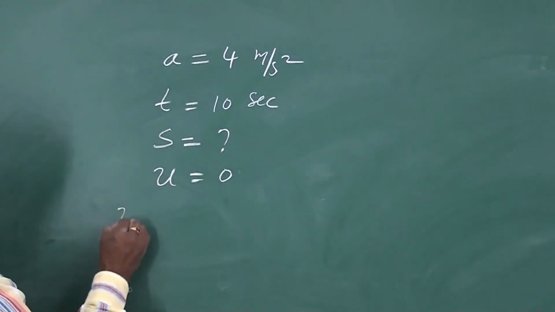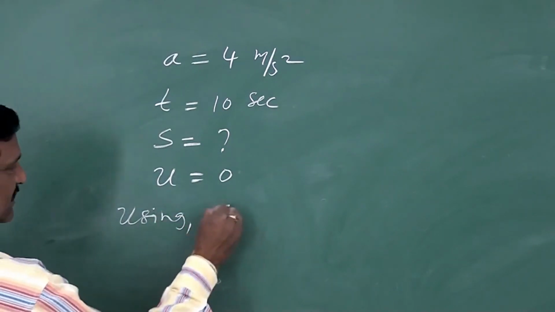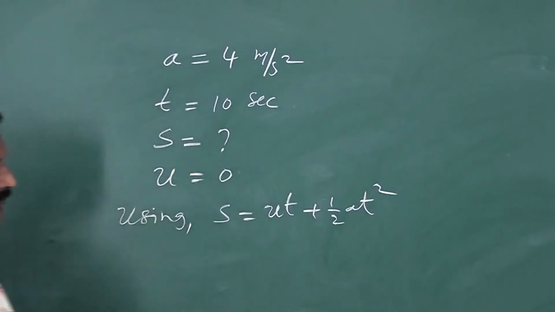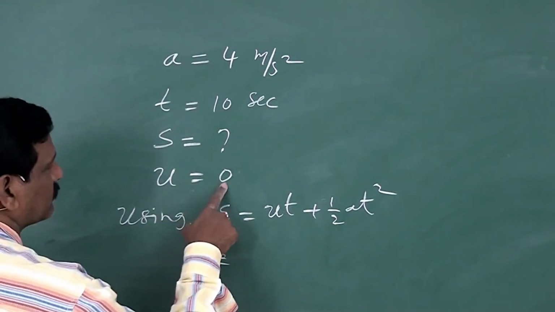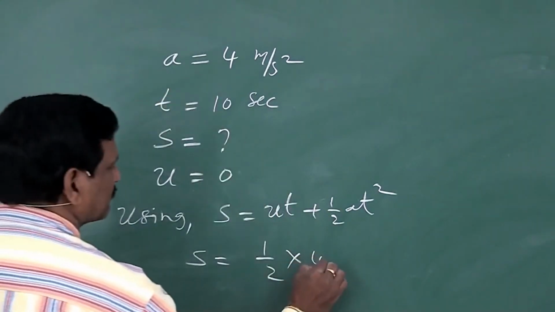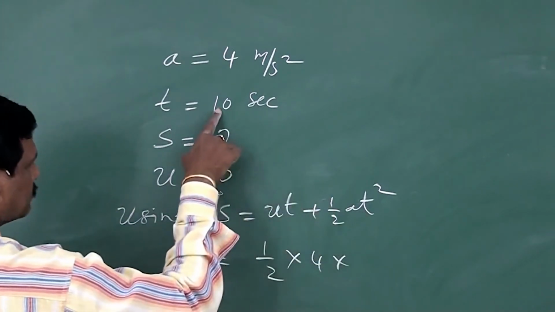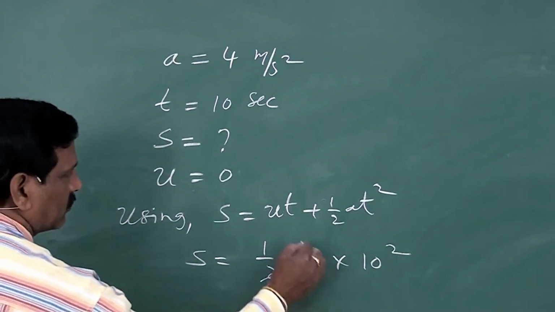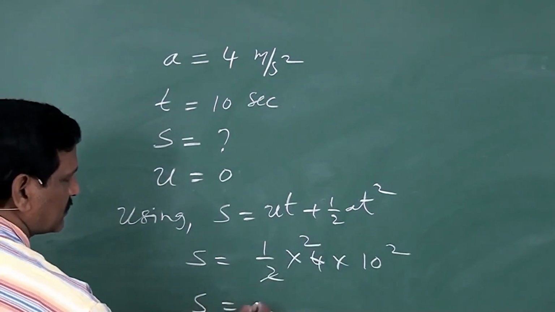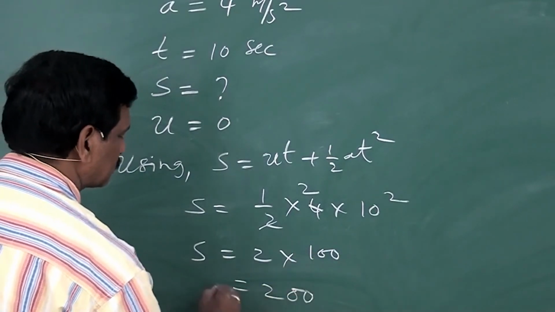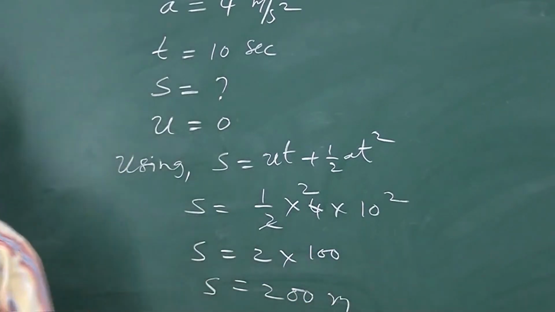Again, the same formula can be used. S is equal to ut plus half at square. So s is equal to, since u is 0, this is 0, so half, what is a? 4 into what is t here? 10, so 10 square. So s is equal to 2 into 10 square is 200. So s is 200 meter.